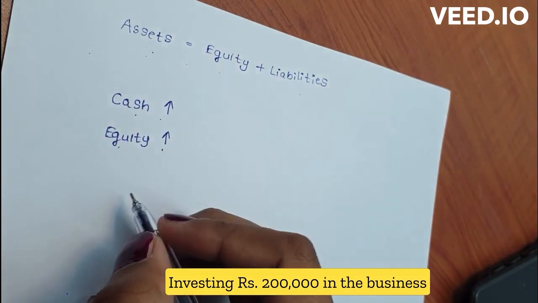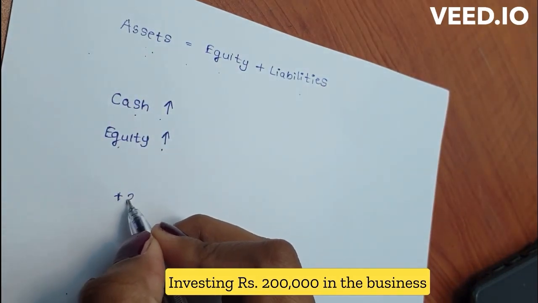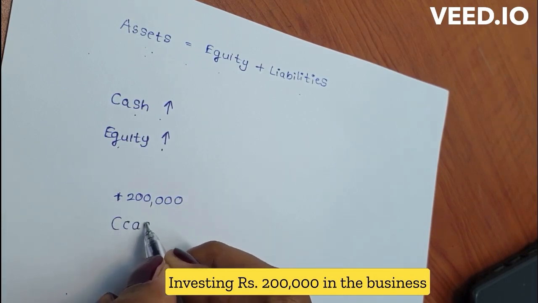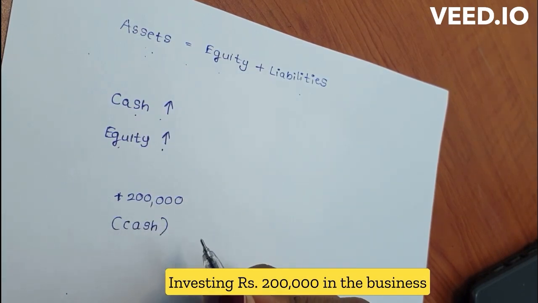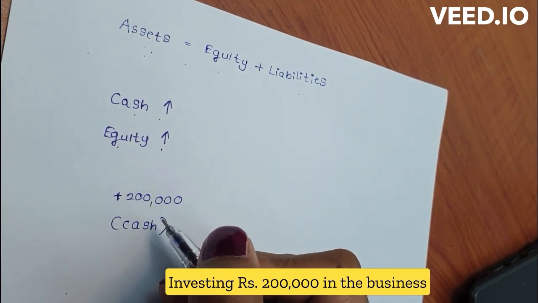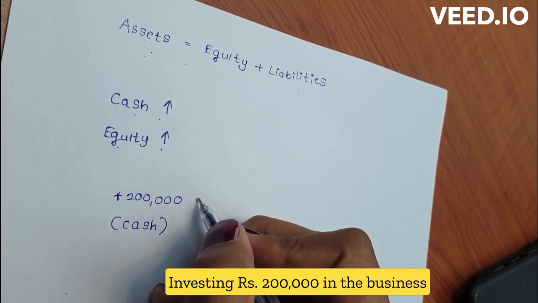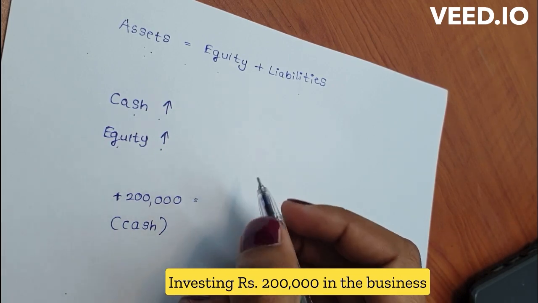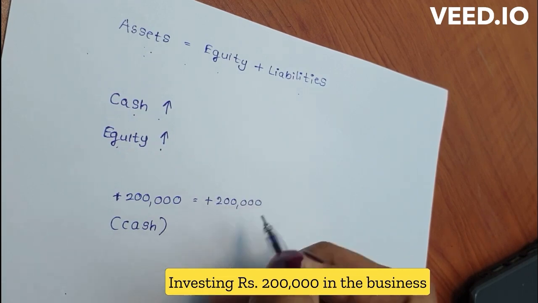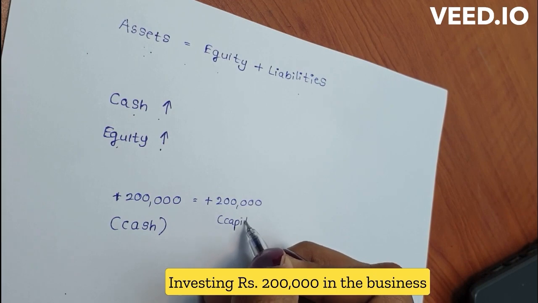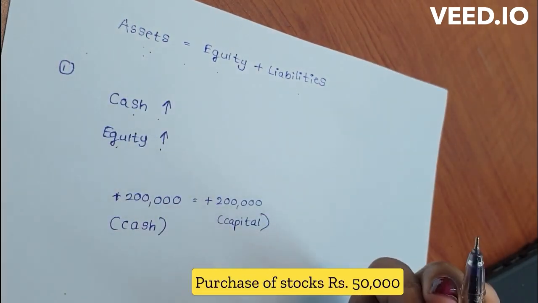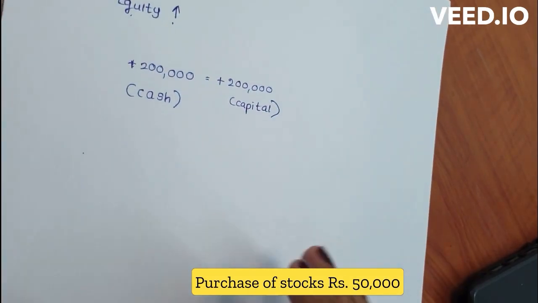Under assets we can write 200,000 within brackets cash. If we do one thing to one side of the equation, we need to do the same to the other side. That means put an equal mark. Under equity we show plus 200,000, and then capital. Okay, we are done with the first one, and then we'll go to the second one.